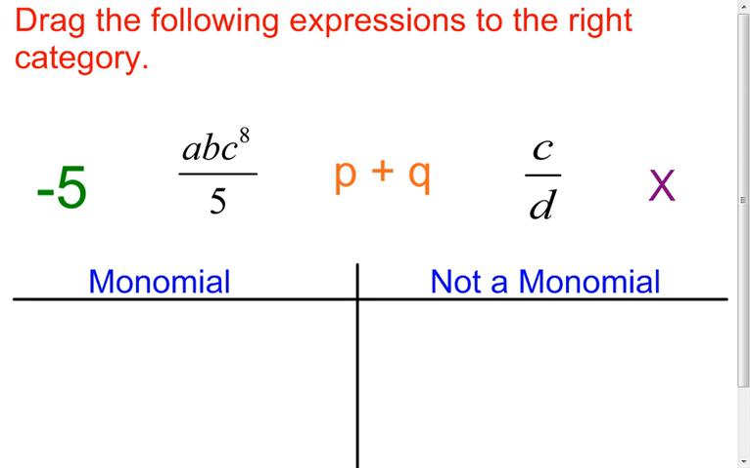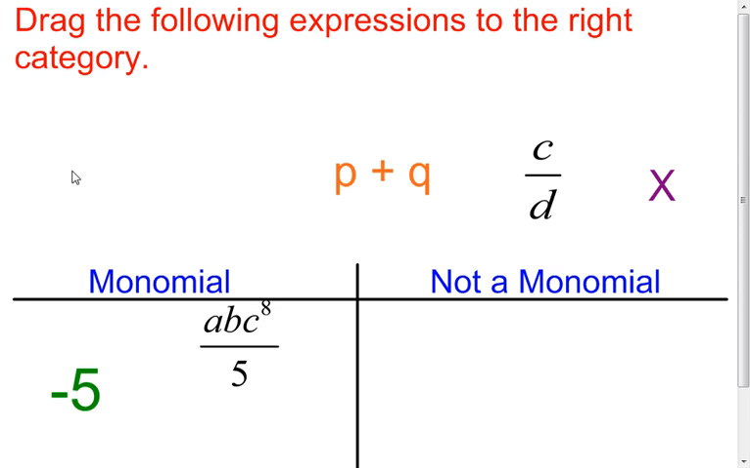So first of all, we'll start with -5. -5 is just a number, but one number itself does make a monomial because it's one term. A, B, C to the 8th divided by 5. Those are all where you are doing a product of something. When you divide by 5, it's technically like multiplying by 1/5. So technically I'm multiplying 1/5 times A times B times C to the 8th. And as long as I'm multiplying every term, it is also a monomial.